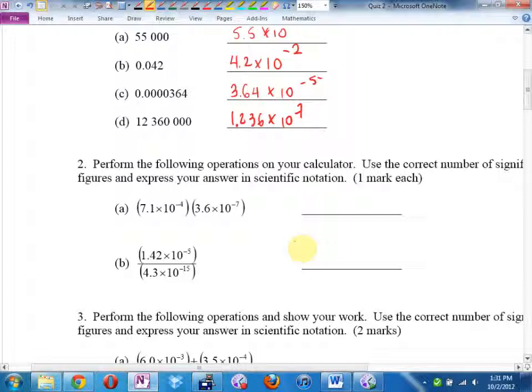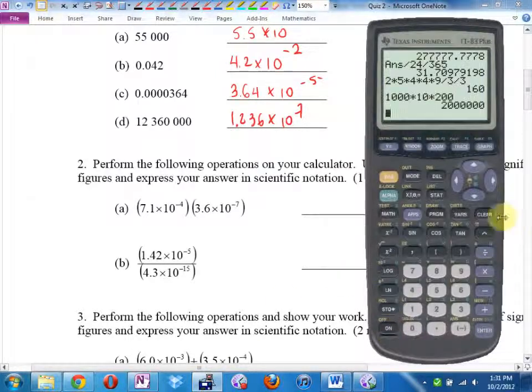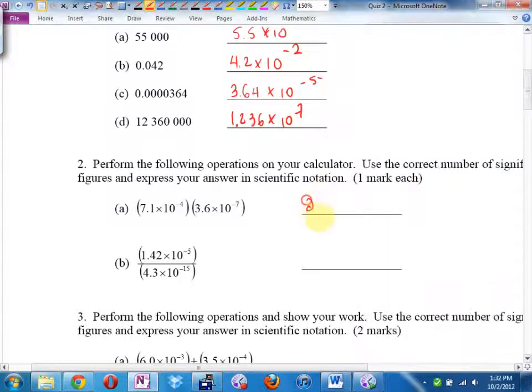We're going to be doing some complicated calculator work. You want to get to know how yours works. This is very basic. 7.1, scientific notation button, negative 4 times 3.6, scientific notation button, negative 7. Now I get that. How many sig figs am I going to go to in this answer? Because it did say to the correct number of sig figs. 2. Multiplying, it's always to the fewest number of sig figs in your original data, in which case each of these has 2 sig figs. So this is going to be 2.6 times 10 to the negative 10. Half mark for the 2.6, half mark for the 10 to the negative 10.